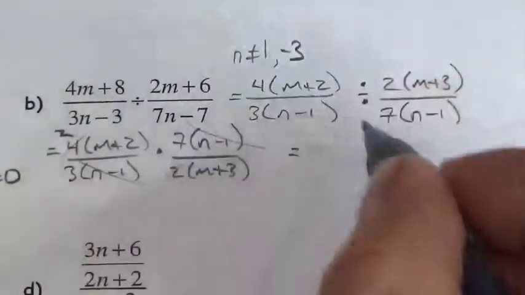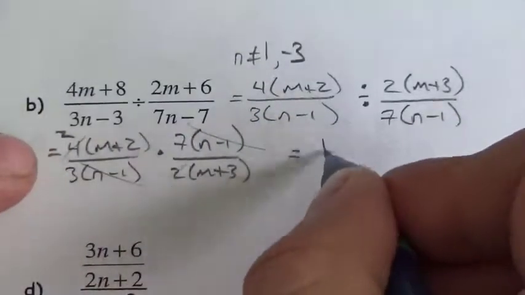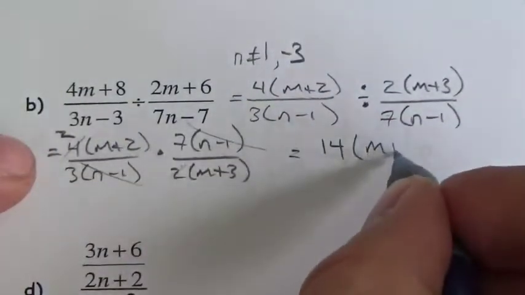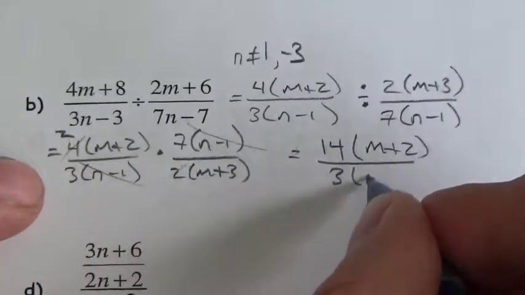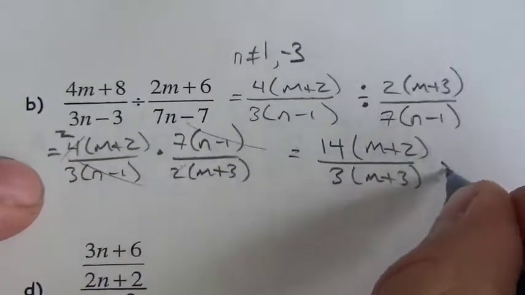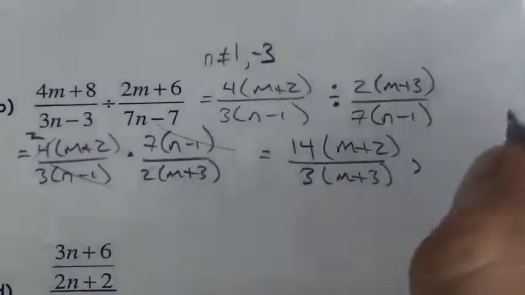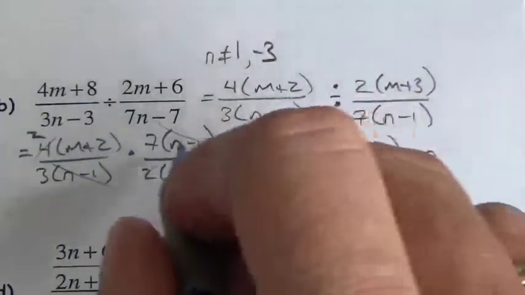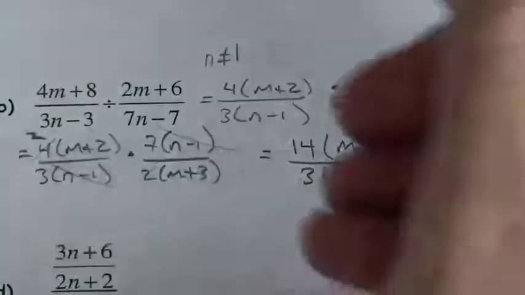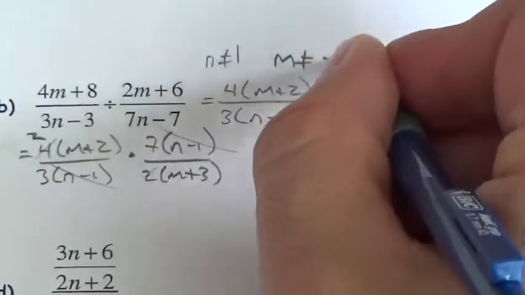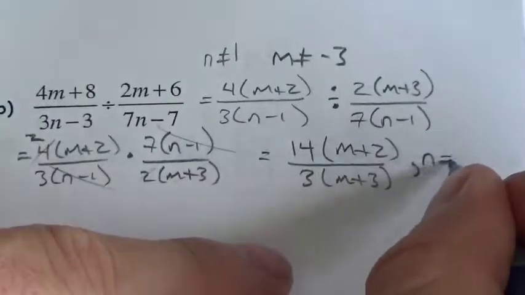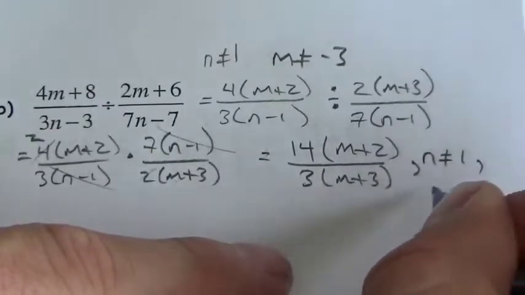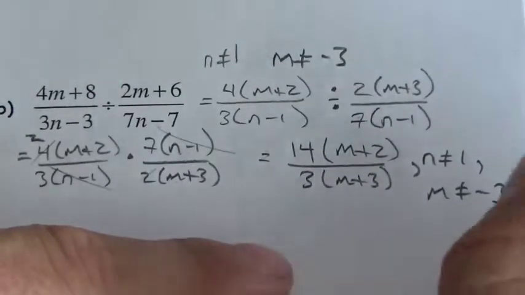So this is going to be equal to, what have I got here? I've got a 2 and a 7, so 14. M plus 2 survives to the end. I've got a 3 and an m plus 3. However, the restriction is that, I wrote that wrong up here. Sorry, I just glanced up at it and realized I'd said it wrong. M cannot be equal to negative 3. So anyway, the two restrictions that survived that I need to include at the end here is n cannot equal 1 and m cannot equal negative 3.